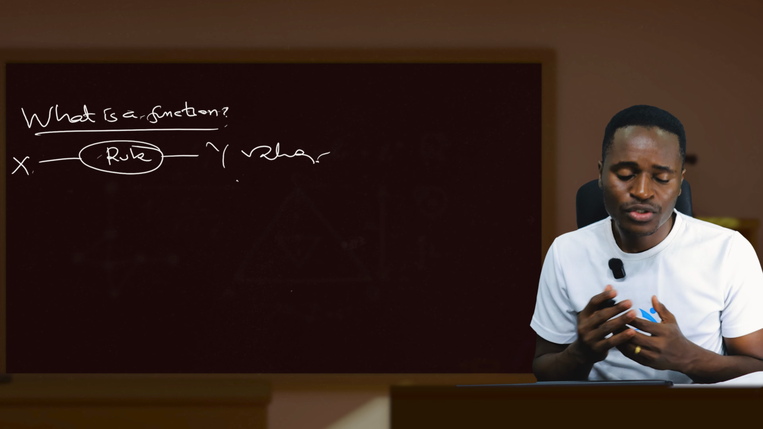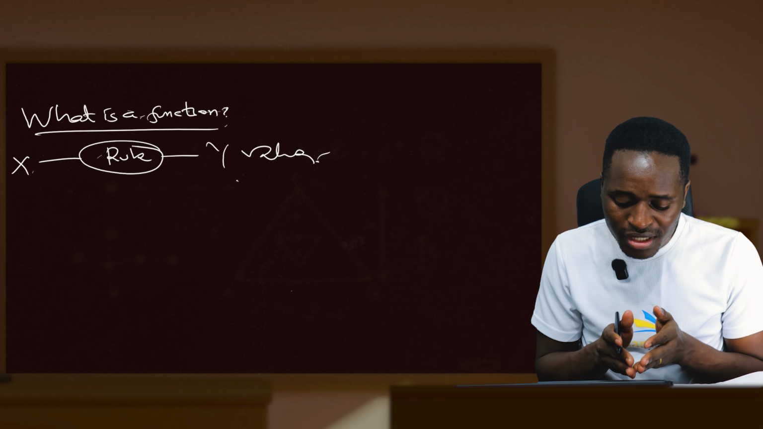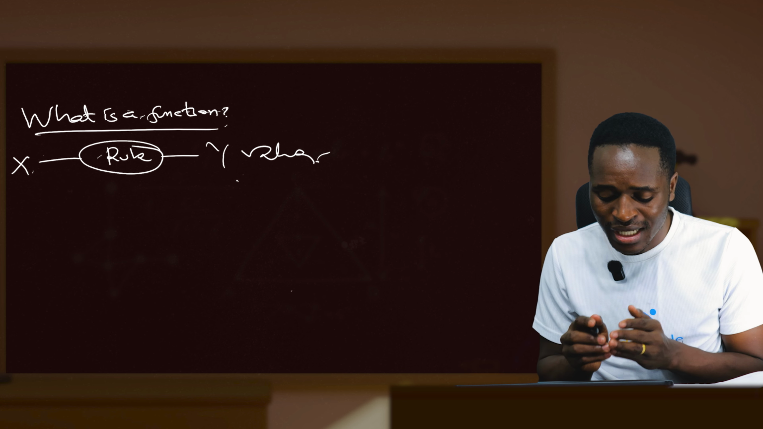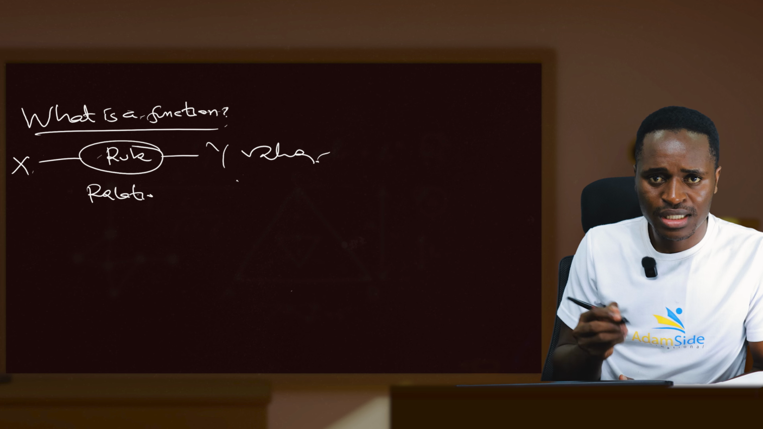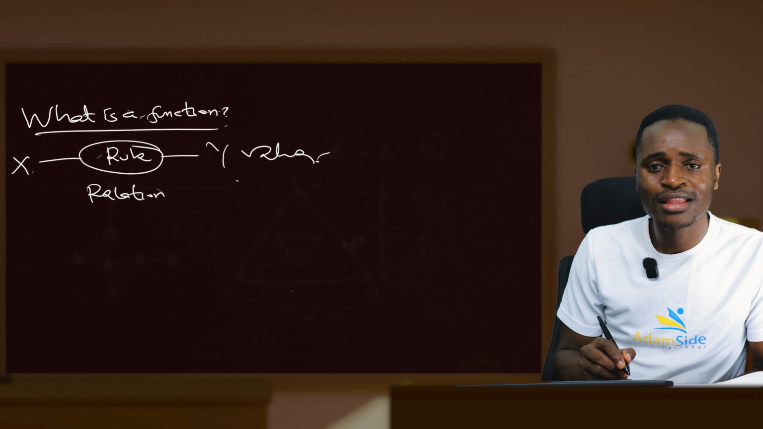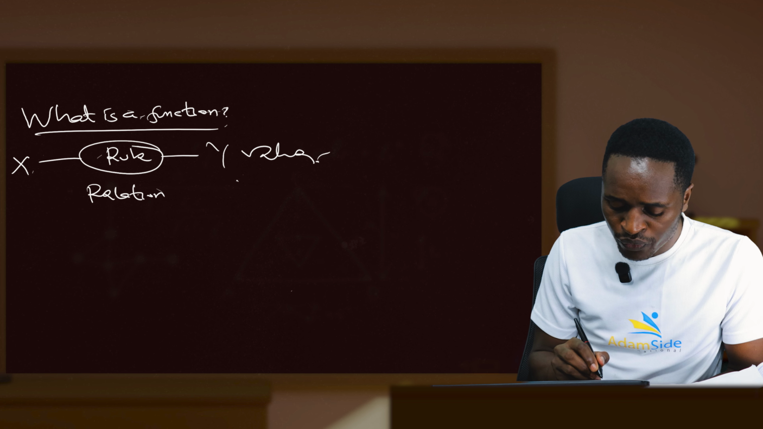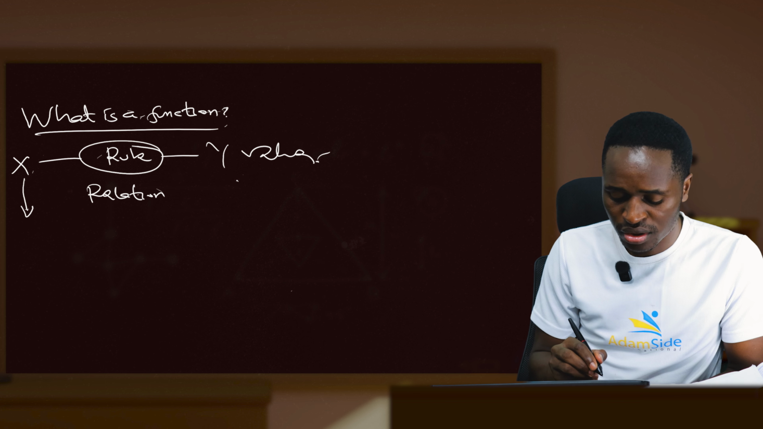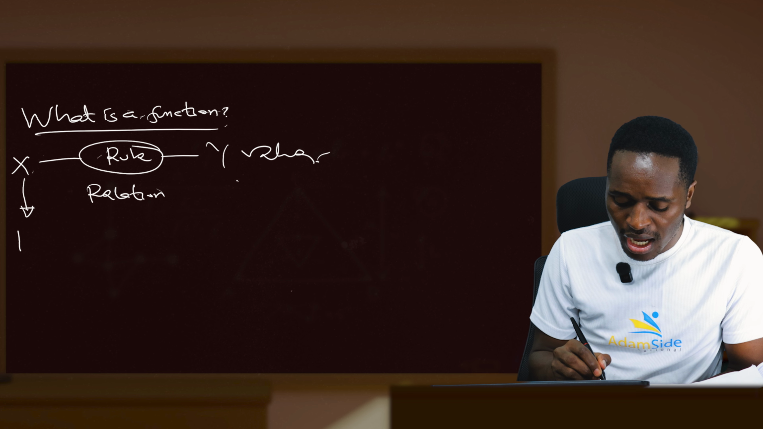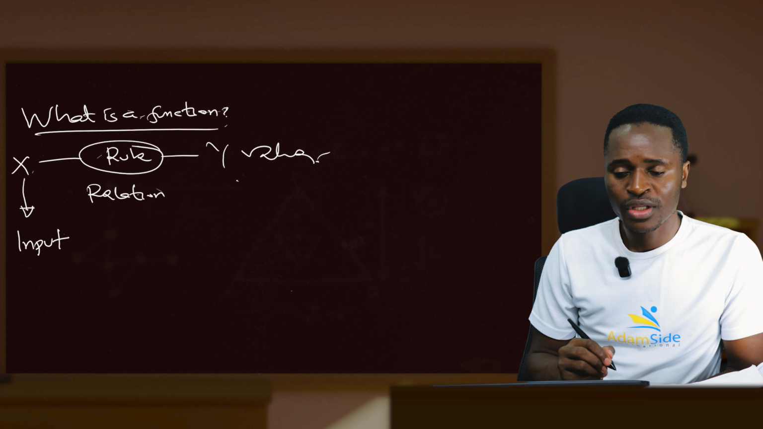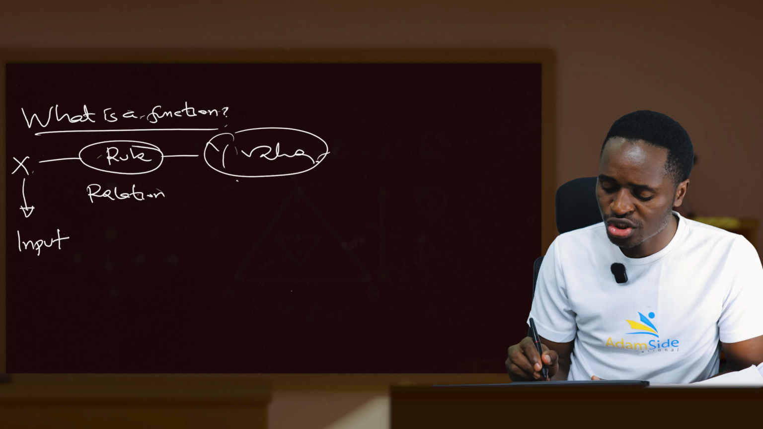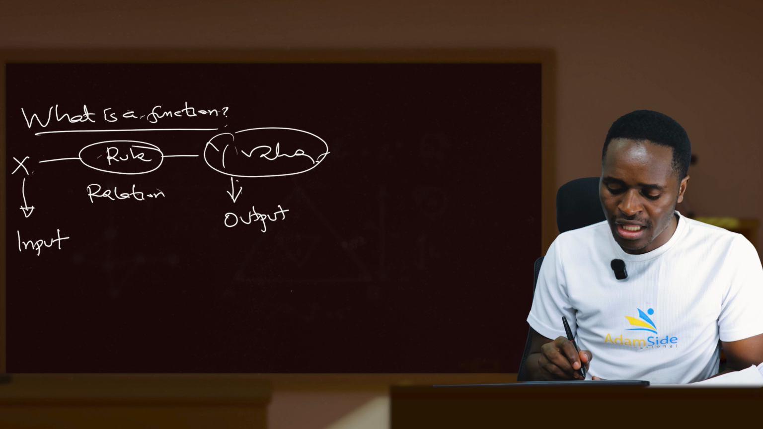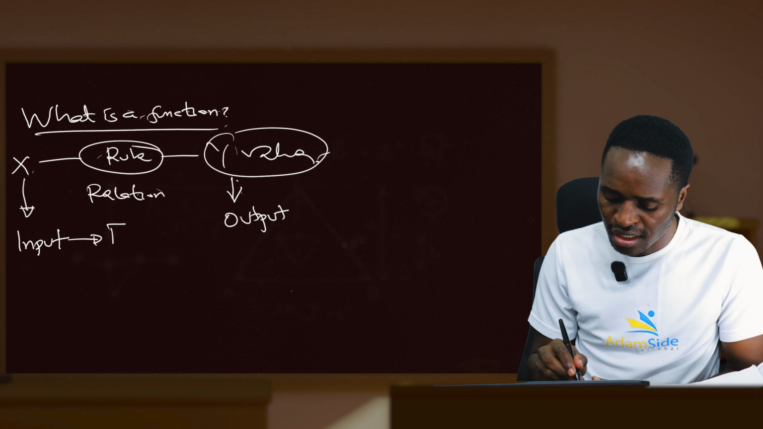Now, another thing we need to understand is that for these two things to be connected, they should have a relation. So what is an input? An input is anything that goes into a function. In other words, all the x values in a function are called the input, and all the y values in a function are called the output. But these two should be connected or related by a specific rule.